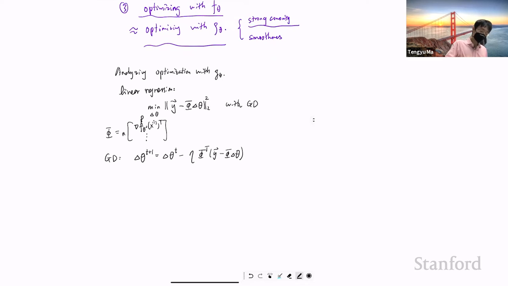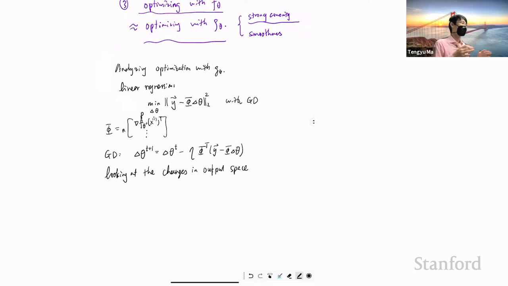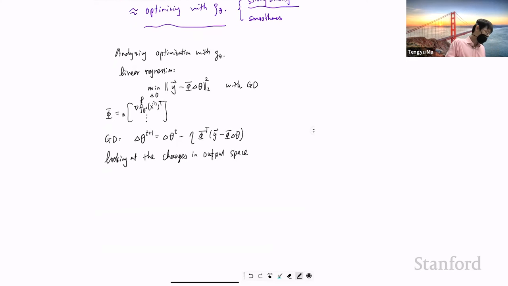And one of the features of this analysis is that you are looking at the convergence, the changes in the output space. In some sense, to some extent, this is the spirit of the kernel method, right? You don't look at the parameter space, but you look at the output space. And when you look at the output space, you're looking at the function space to some extent.